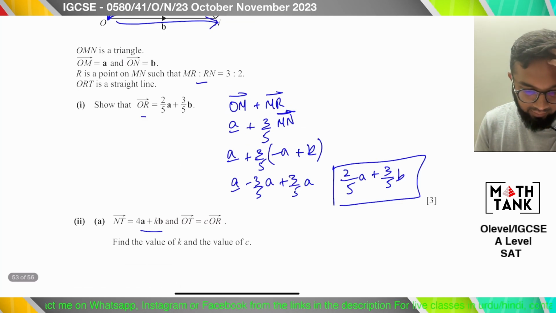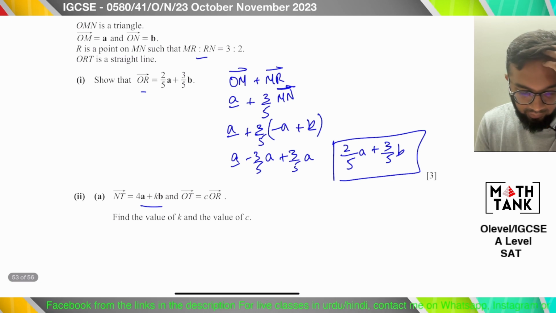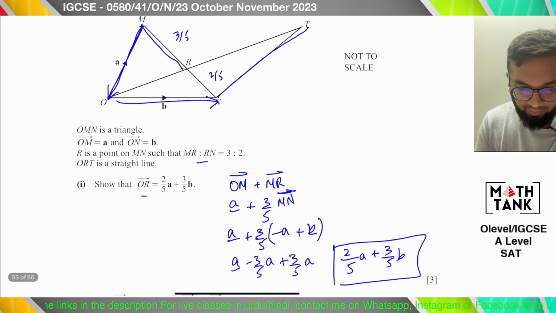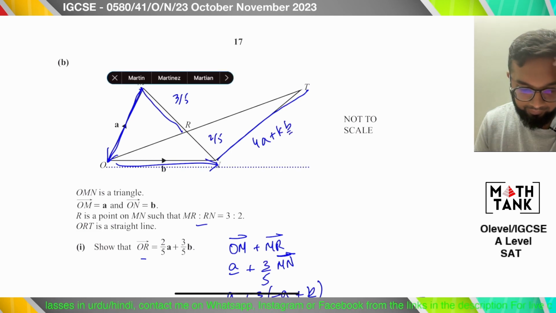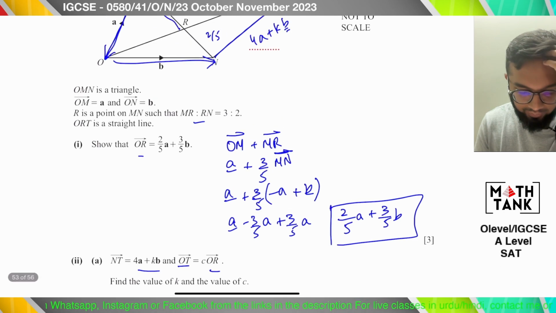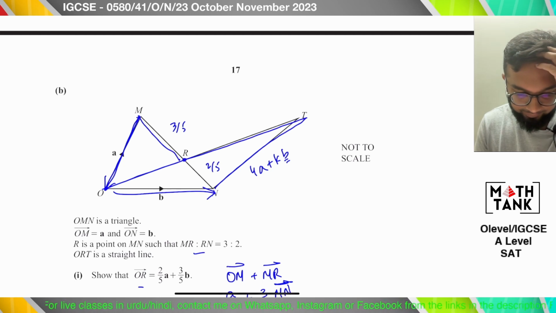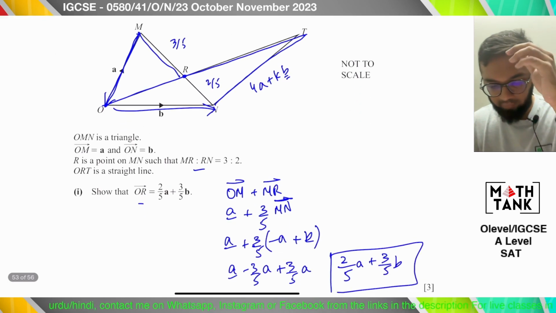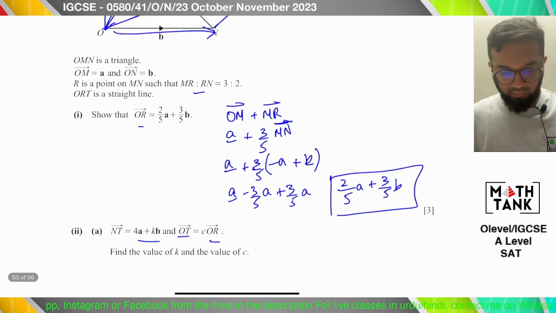Then it says NT is 4A plus K times B. Okay, so 4A plus K times B. Find the value of K, and OT equals C times OR. Okay, it's a little complicated. Let's see, 4 marks. Find the value of K and the value of C.